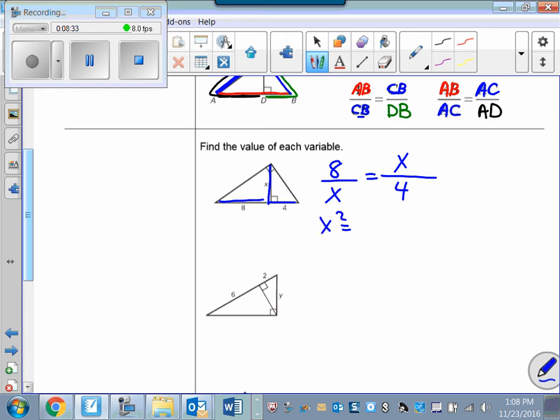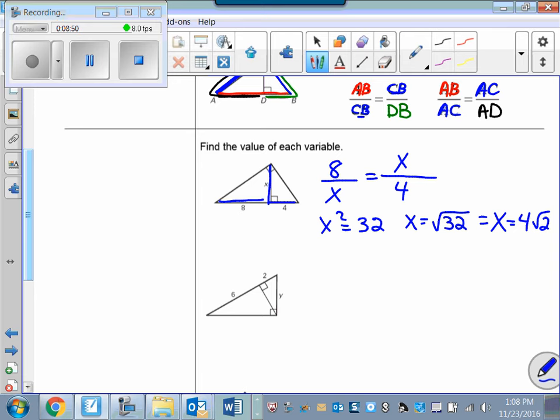I get x squared is 32. x is the square root of 32. Therefore, x is going to be, that's 16 times 2, so 4 times the square root of 2. So that's how long that altitude is.